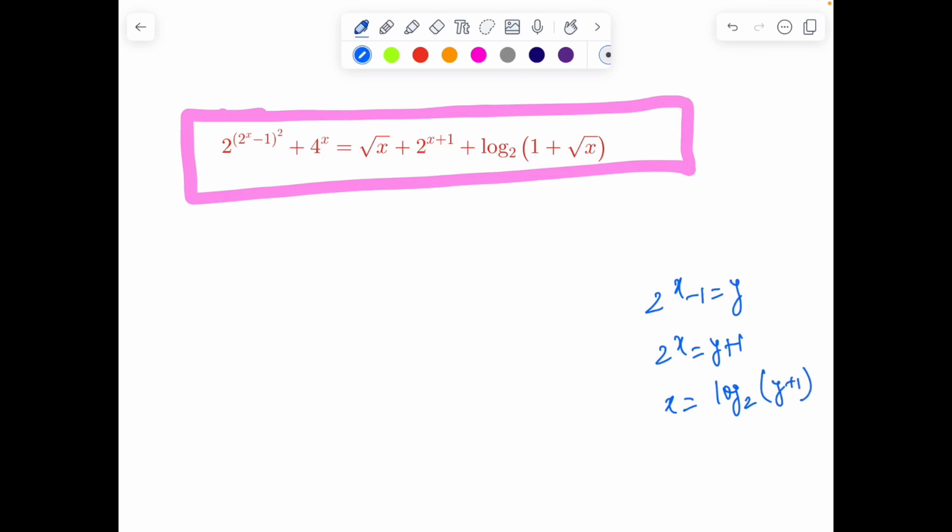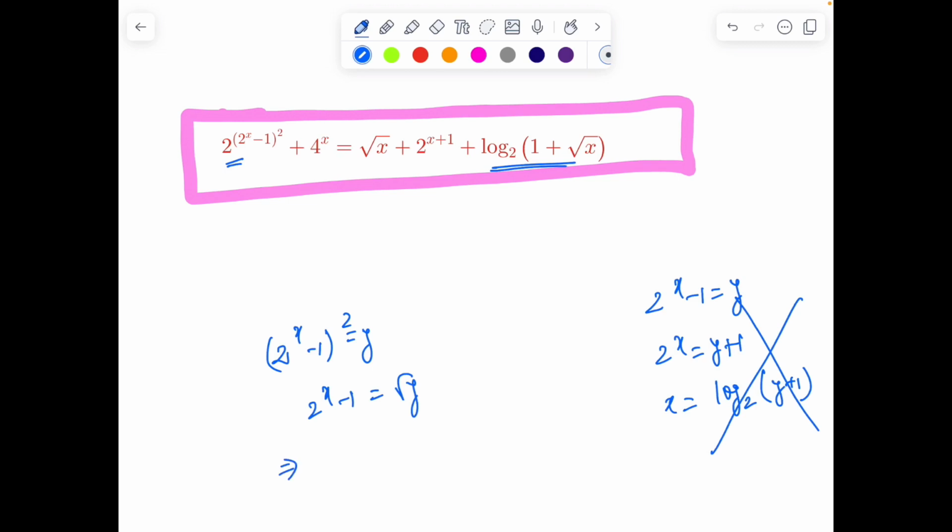So x can be written as log base 2 of y plus 1. Finding the inverse of this is actually not working, because this quantity is not directly the inverse of this expression, right? What if I take 2 raised to the power x minus 1 whole square as y? In that case I'll get plus minus root y, and let's say I take one branch, because for an invertible function the function must be a bijection. That gives 2 to the power x as 1 plus root y, and x is log base 2 of 1 plus root y.